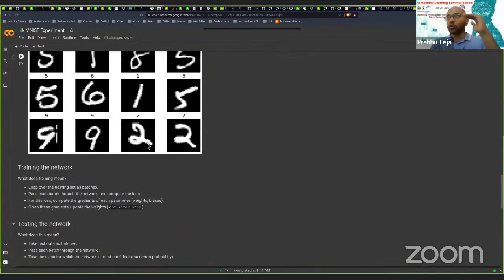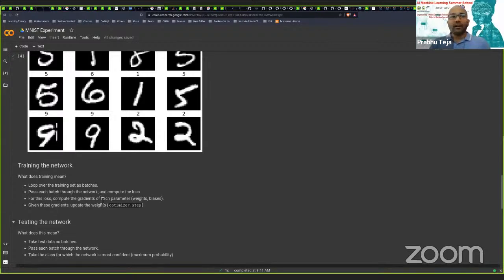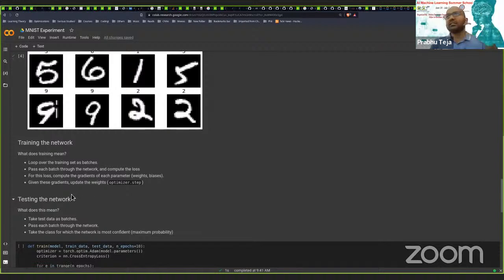So I'll move on to the two important steps in training a network. What does training mean? It basically means loop over the training set. Take all the samples from the training set, pass all these samples through the network, compute the output, and if it makes errors, compute the error, that is the loss I described. And to reduce this loss, update the weights and biases, right? And do this a few times. That is basically what the training loop is.